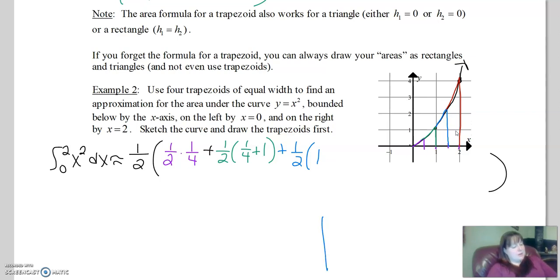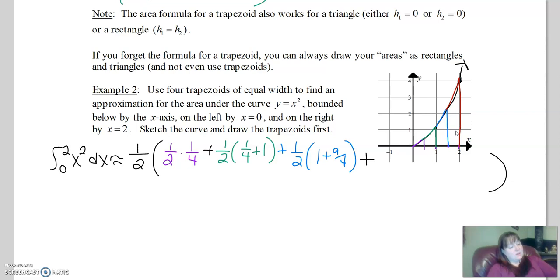Okay, so we've got this trapezoid here, right? And this is 1/2 wide. We know this is 1. And then this point right here would be the point where x equals 3/2. So y would equal 9/4, right? So that makes this 9/4 tall. So 1 plus 9/4, that's going to be the area of the blue one.